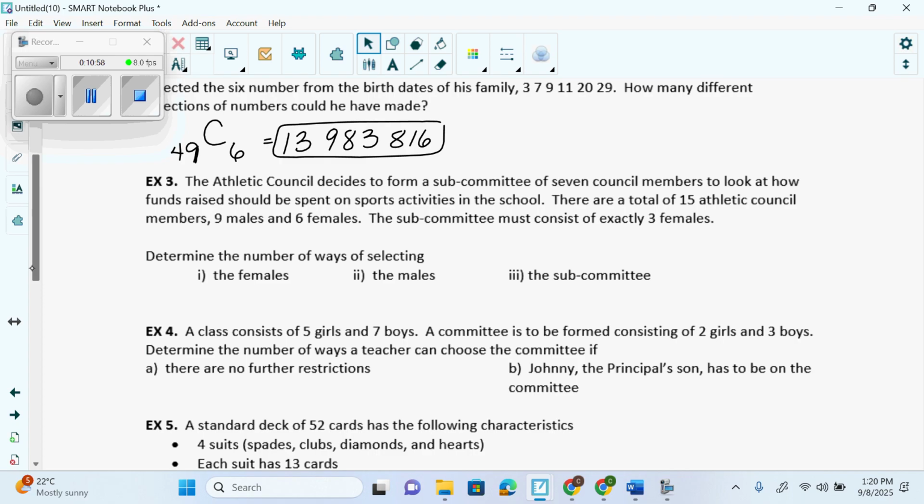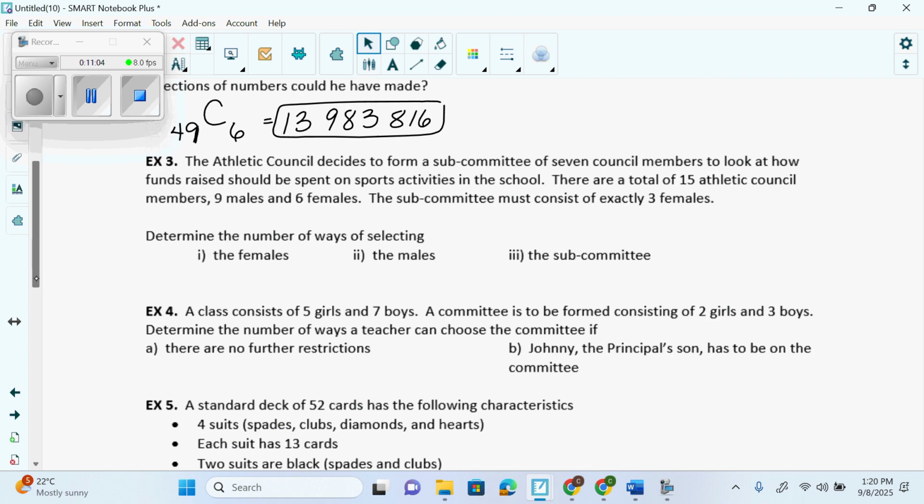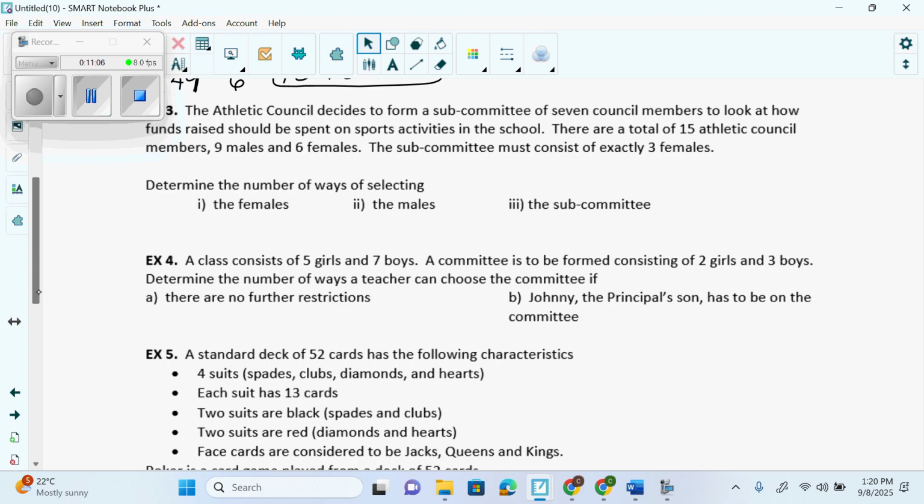All right? So that's why up here that says when you have restrictions with combinations, that alters what you're choosing from. Even if there's 52 cards in a deck, if I want diamonds, I can only choose from the diamonds. I wouldn't choose from 52 cards. There's no guarantee I would get diamonds, right? But if I took all 13 diamonds out of the deck and then chose 5 of those, then I would guarantee getting 5 diamonds. All right.